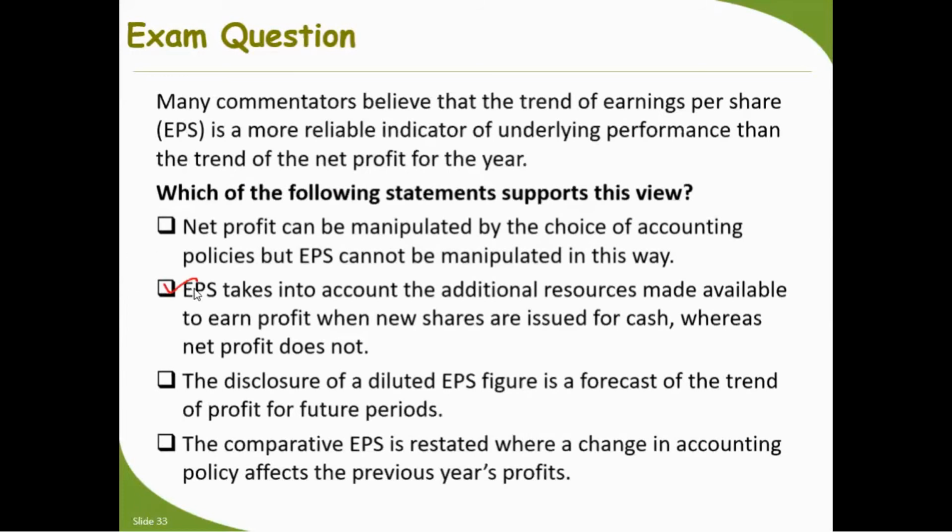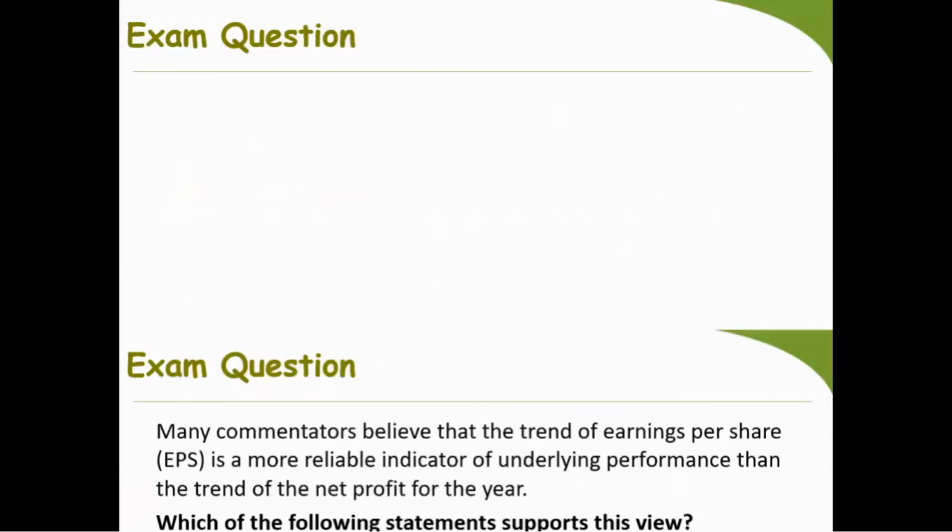EPS takes into account the additional resources made available to earn profit when new shares are issued for cash, whereas net profit does not. Because when we are calculating the weighted average number of shares, we will include the new shares. So EPS includes them, but net profit does not. Our right answer is option B.